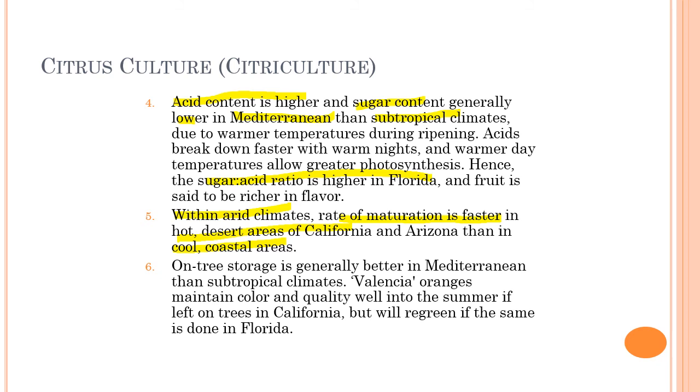Some fruits in some countries, especially cold climates, they do store fruit on the tree. They don't harvest all the fruit. They keep them on the tree, especially Valencia oranges. They maintain color quality throughout the winter into the summer if they are left on the tree. But this is not going to work in Florida because they become green.